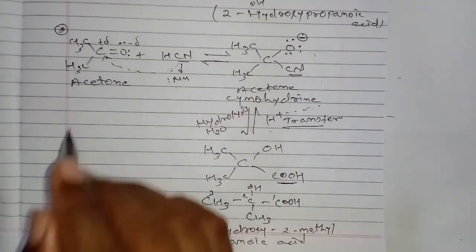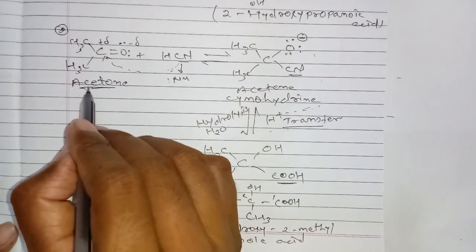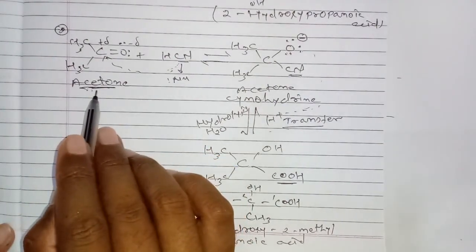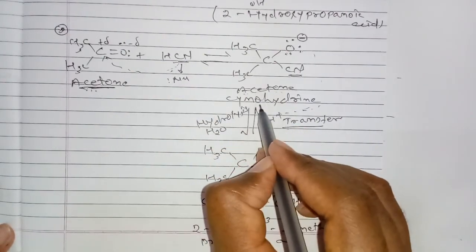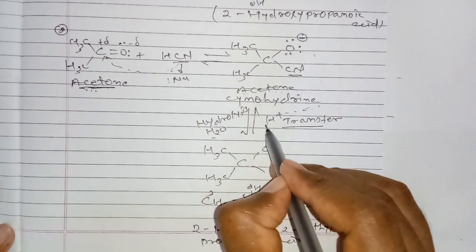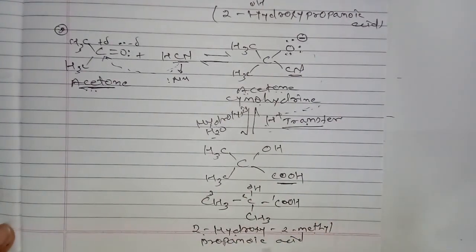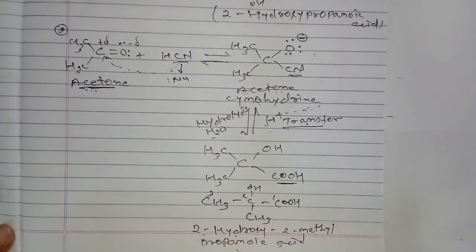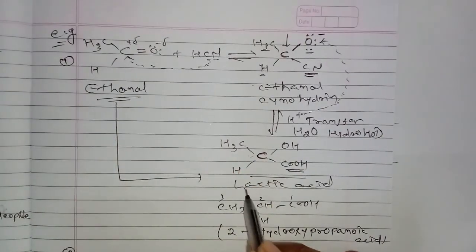Okay friends, these two reactions are very important. In the first step, acetone reacts with hydrogen cyanide and forms acetone cyanohydrin. In the second step, the hydrolysis process is carried out and H plus will be transferred, and it forms 2-hydroxy-2-methylpropanoic acid. Or the other conversion from ethanal to lactic acid, whose IUPAC name is 2-hydroxypropanoic acid.